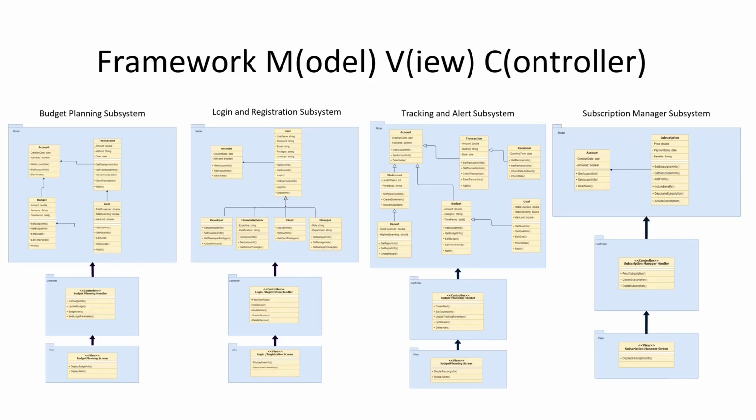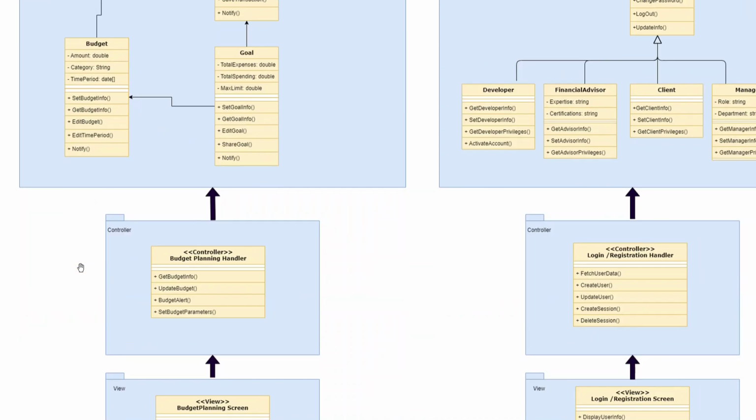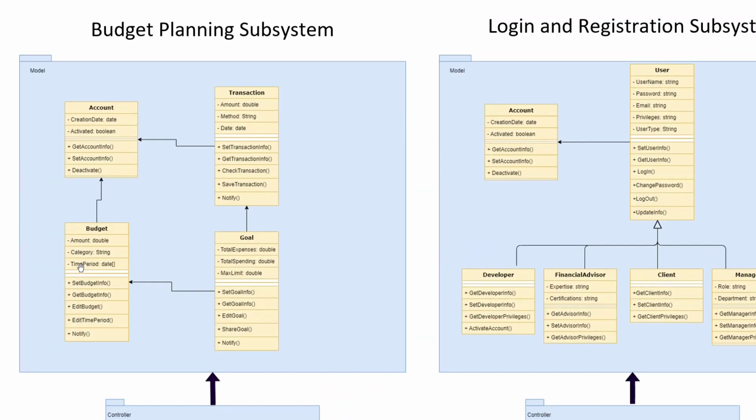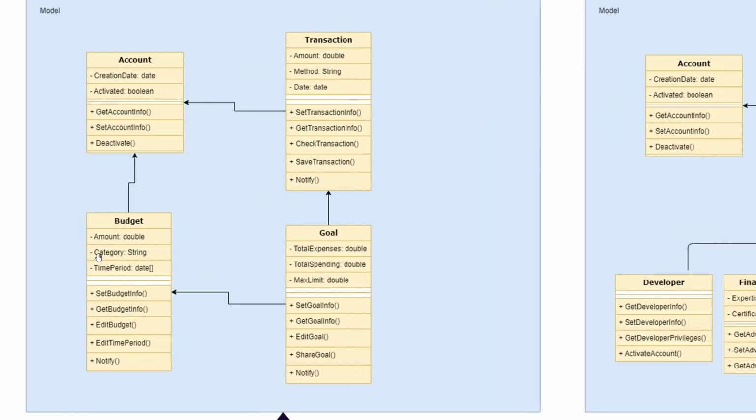Now let's move to the MVC. For this MVC, we have highlighted 4 subsystems that are the important features of our financial app, but mainly I'll focus on the budget planning subsystem. For the module, it's just the classes that we use in this subsystem. So again, we have account, transaction, budget, and goal. These 4 classes will be the module of our MVC in this budget planning subsystem.